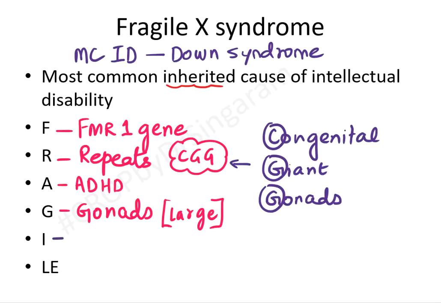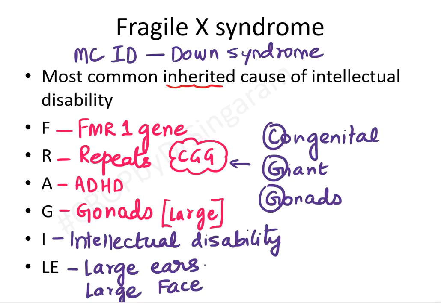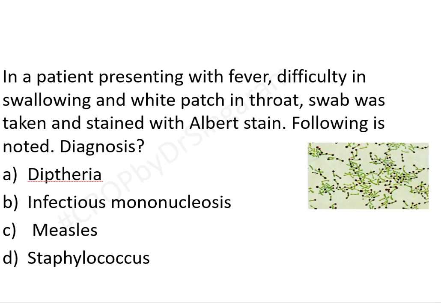Okay, I for intellectual disability. That's what we were saying. Low IQ, intellectual disability. Okay, right. LE you can remember for large ears. Large ears. F also you can remember one more thing. It's an elongated face, not actually large but elongated face. These are the features of Fragile X syndrome. A very potential topic for the coming exams also. Let's move to the next question.